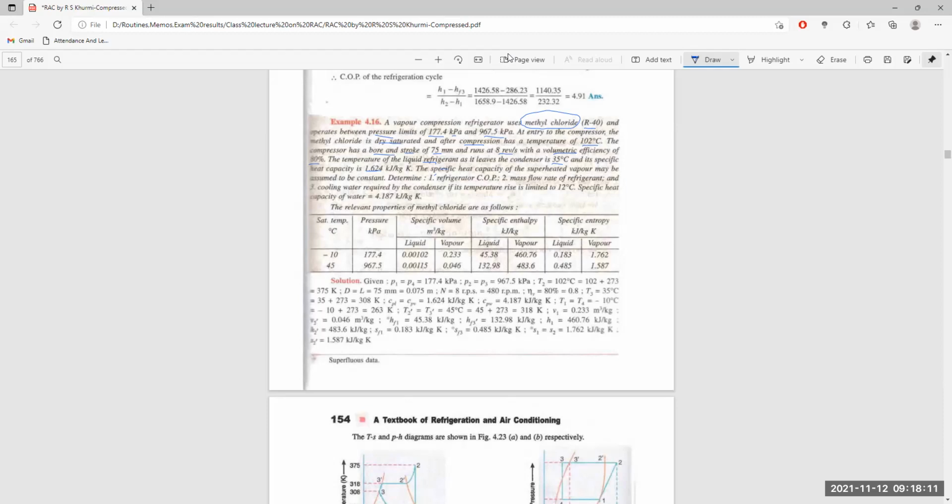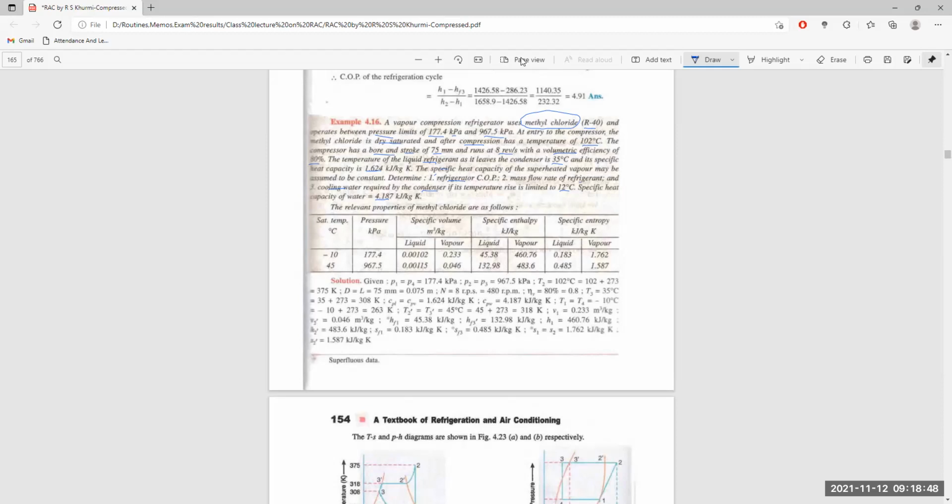Now, what we are supposed to determine is the refrigerator COP, and the mass flow of refrigerant, and the cooling water required for the condenser if the temperature rise is limited to 12 degrees centigrade itself. The specific heat of the water is given as 4.87 kilojoule per kg. So first of all, we need the COP of this system and the mass flow of the refrigerant itself.